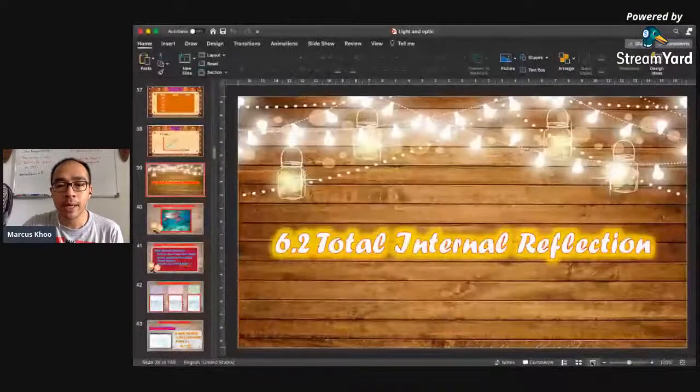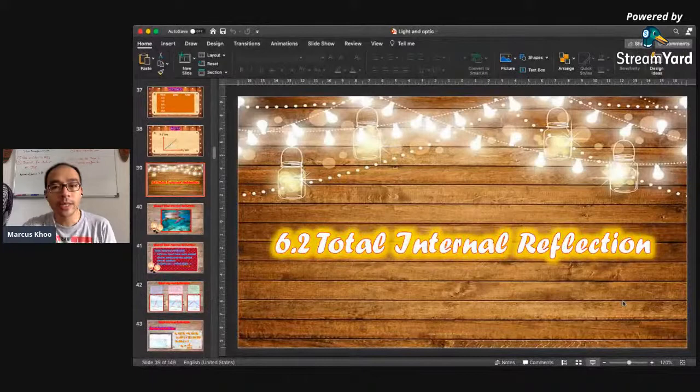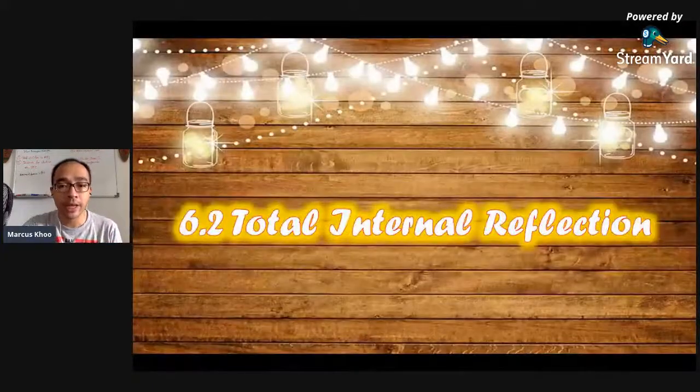Okay, but please open your textbooks to subtopic 6.2. Subtopic 6.2 in your textbooks. Okay, and then we will start. So today we're going to continue our study on light and optics, by looking at this thing called total internal reflection.